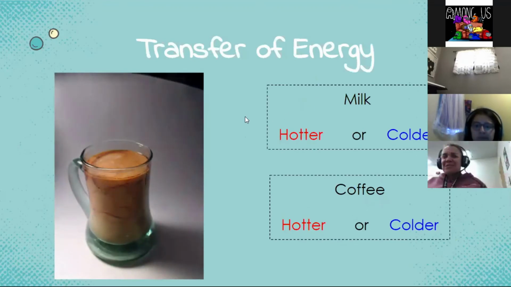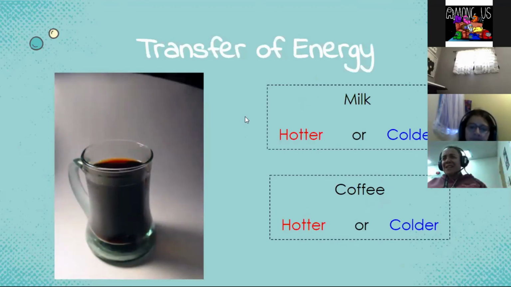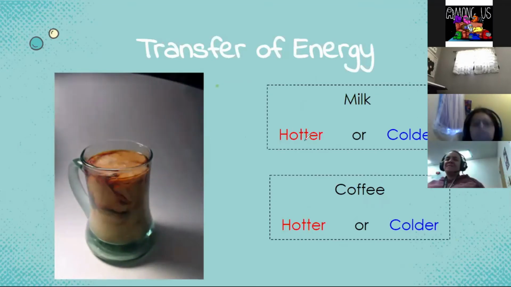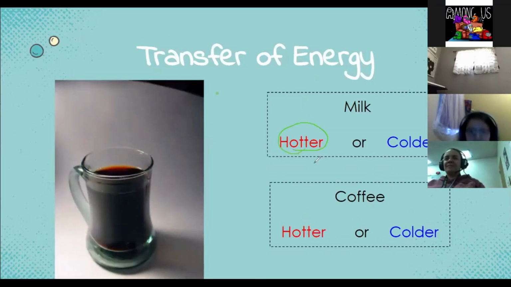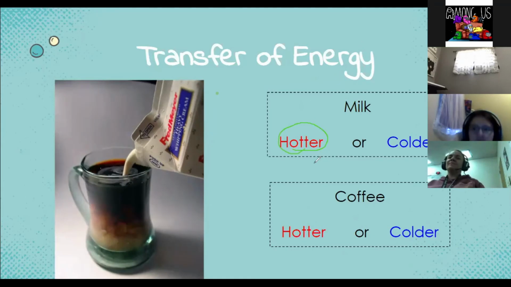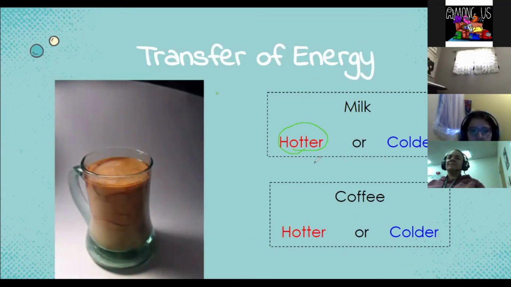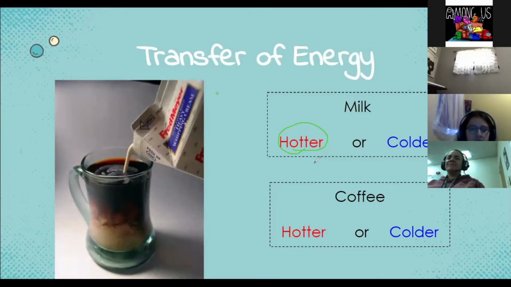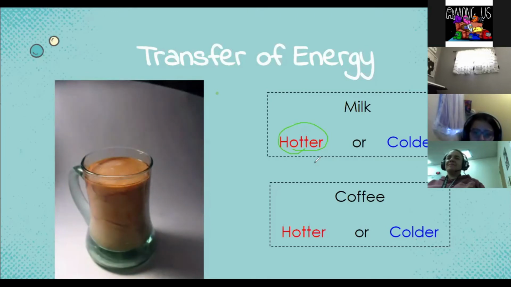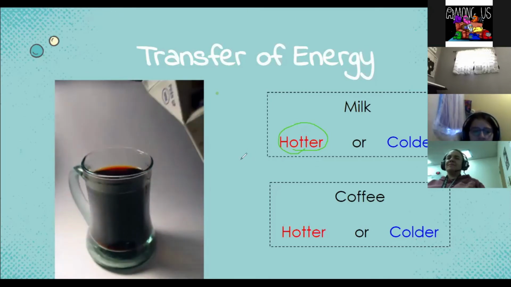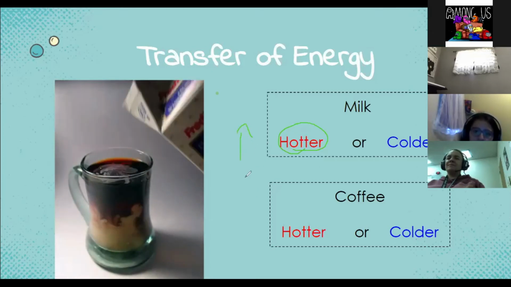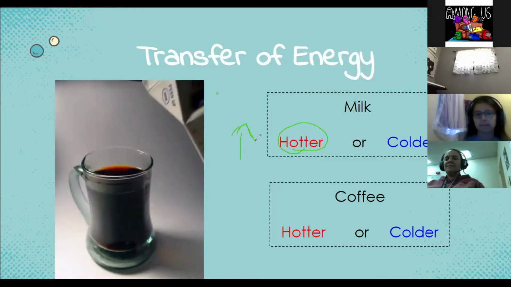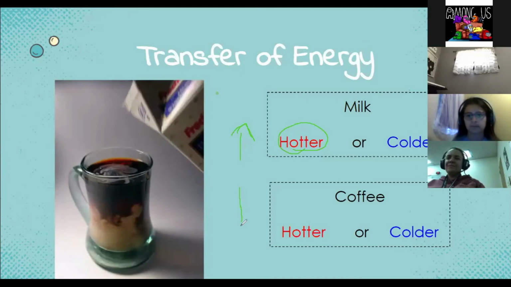Okay, so with the transfer of energy, if the cold milk is put into the hot coffee, the milk is going to be hotter than it was to begin with because of the hot molecules that transfer to the cold molecules, which is that cold milk, right? Warmer objects transfer energy to colder objects, okay? That would mean that if the milk got hotter, what got colder? If the milk goes hot, the coffee goes cold.